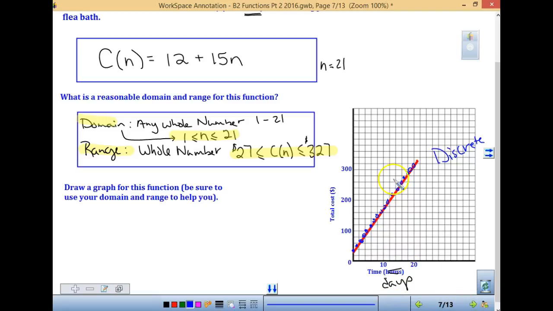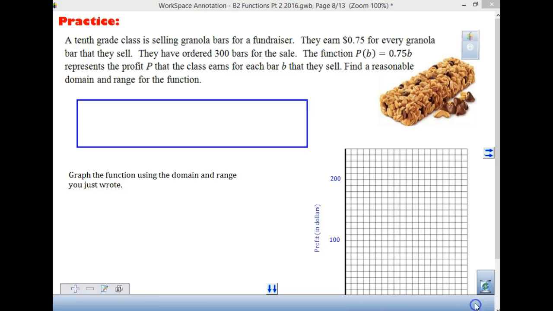Again, if you need to pause the video, we know this point right here is at 21, 327. This point here is at 0, and if we would have put in 0, we would be at 12. So that's where this point is, if that helps you. Again, pause it before we take a look at the next couple examples.